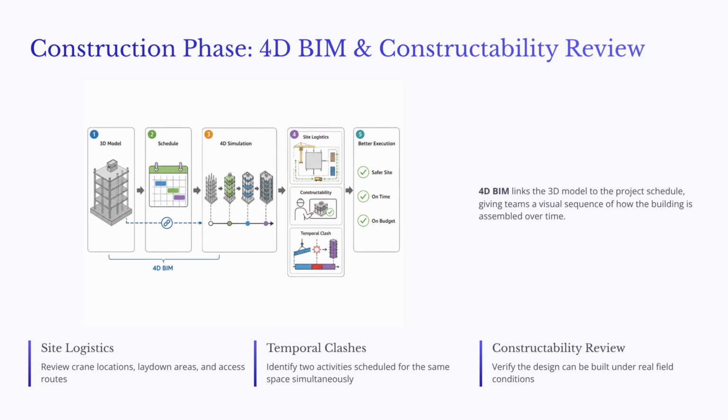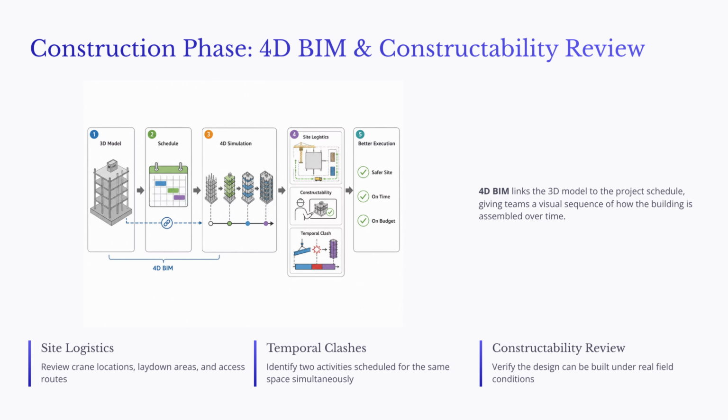Instead of showing only the completed building, a 4D model shows the sequence of construction activities over time. This visual sequence helps construction managers, trade partners, and field teams understand the planned order of work. For example, they can see when foundations, structural framing, enclosure systems, MEP rough-in, and finishes are expected to occur.